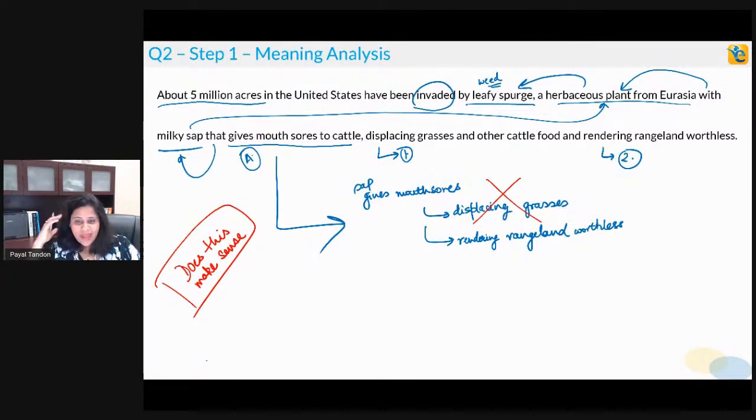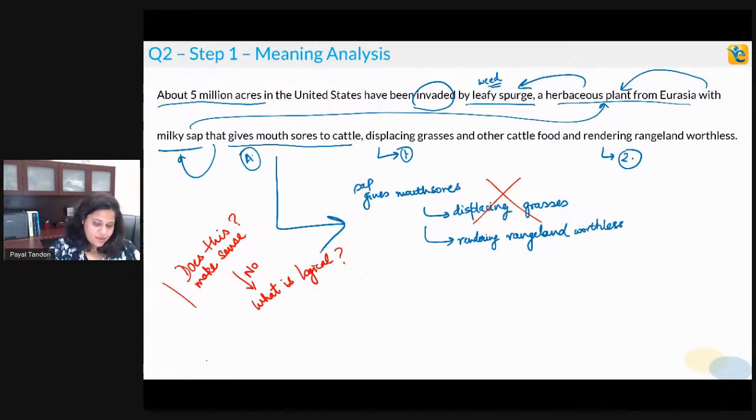Okay. So again, you have to go by the context. That is the most important thing. And you need to always question, does this make sense? And if it doesn't make sense, you need to infer what will make sense. What is logical? You always have to figure that out.